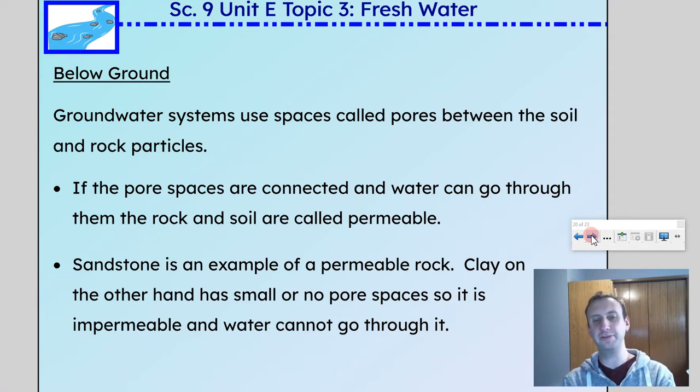If the pore spaces are connected and water can go through them, the rock and soil are called permeable, meaning stuff can get through. The opposite of permeable is impermeable, which means water cannot get through. So sandstone is a good example of a permeable rock, while something like clay has no pore spaces, does not allow water to go through, which is why clay is great to build containers out of to hold water. And so it's impermeable. Water can't go through it.